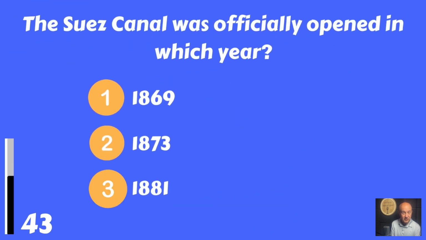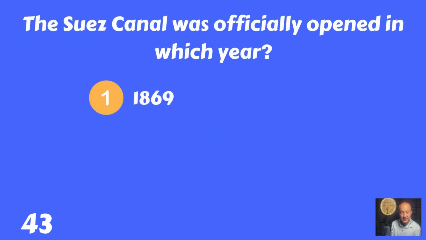The Suez Canal was officially opened in which year? 1869, 1873, or 1881? The Suez Canal officially opened in 1869.